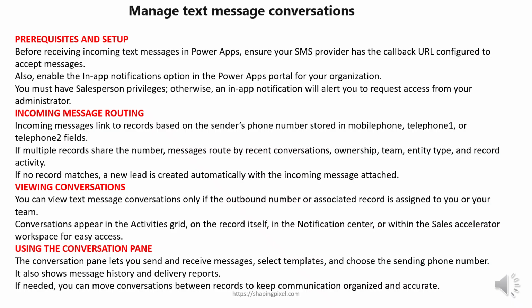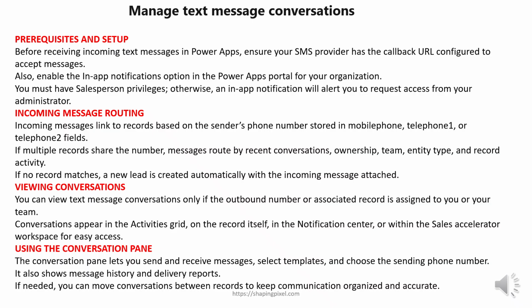Viewing conversations. You can view text message conversations only if the outbound number or associated record is assigned to you or your team. Conversations appear in the activities grid, on the record itself, in the notification center, or within the Sales Accelerator workspace for easy access.